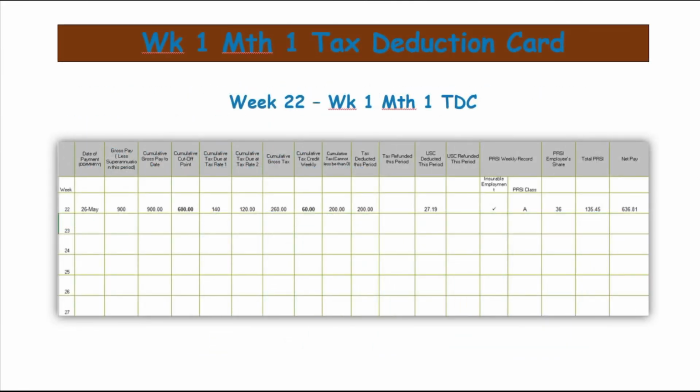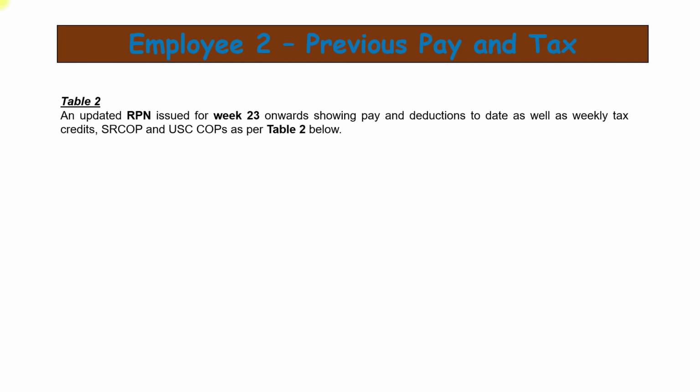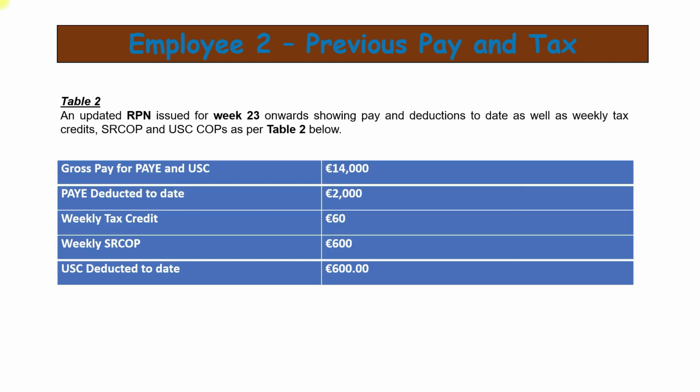The first step in this part of the assignment will be to complete the first week for the employee using the information given in the previous table. Complete the TDC and the USC cards on a week 1 month 1 basis. The next step is to combine the pay and tax to date figures with the figures from week 22. We will have been given the updated RPN figures, again in table format. This will include the gross pay, tax and USC from previous employment, in the current year.